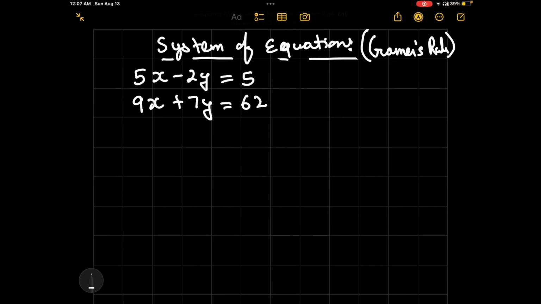Hello everyone, welcome back to another video in this series on system of equations or simultaneous equations. In the last video, I showed you how to solve this particular system of equations. In this video, I am going to show you a new method of solving these equations.